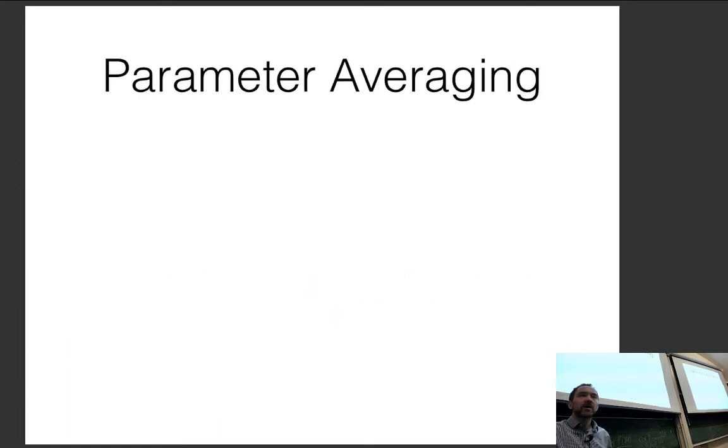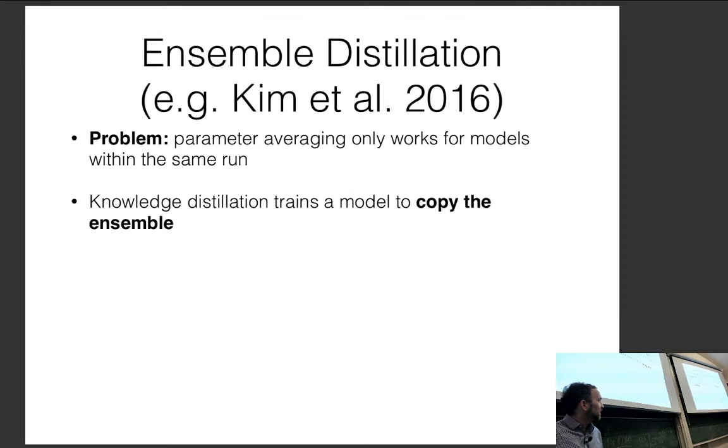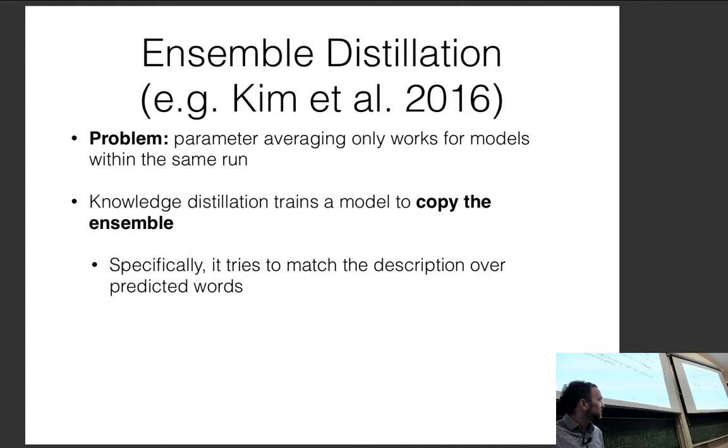So one of the problems with ensembles is that they're slow at test time, and they require training multiple models independently, which means they're slow at training time. So actually, maybe I'll do this one first, and then go back to the other one. One way to help fix the test time slowness of ensembles is called distillation. Knowledge distillation basically trains a model to copy the ensemble. Sorry, description should be distribution.